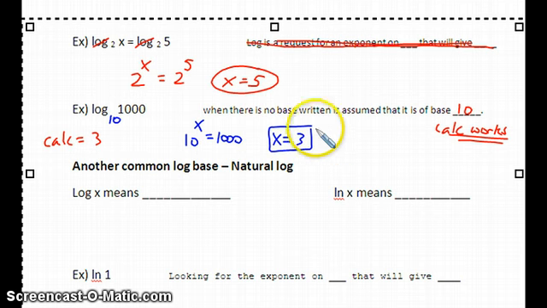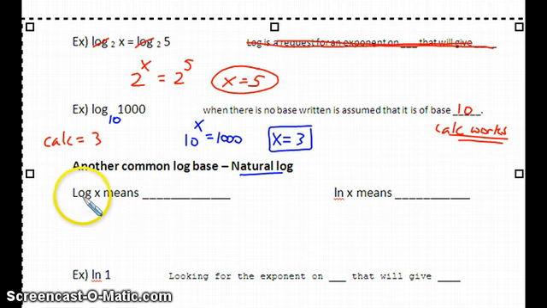It's really important to understand that when you have no base here, your base is actually a 10 when you have a log. Okay? Because we're going to take a look at another log, which is called the natural log. In our calculator, it's the ln. And in the calculator, there is another log, which is what we've been working with, which is just the normal base 10 log. So you have to understand when you use the log button or the ln button.